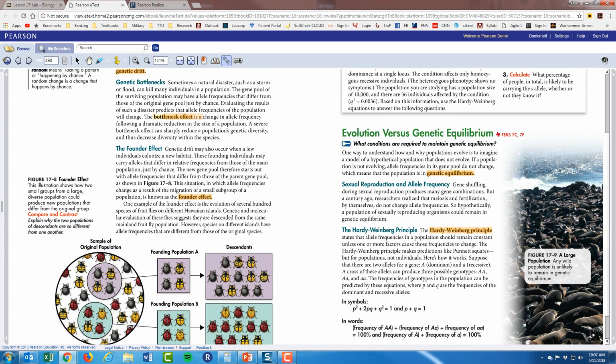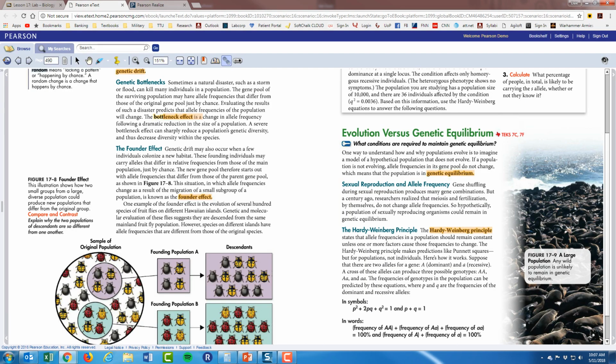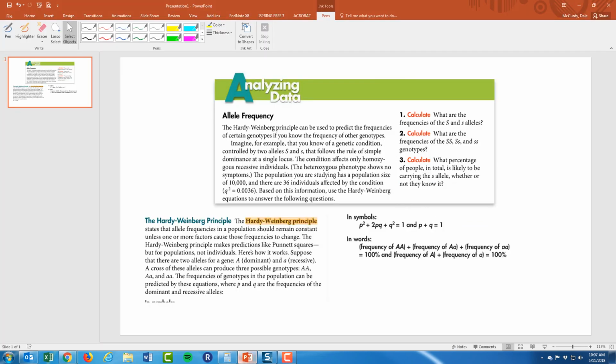So what I'm going to do is take you through this worksheet and give you some hints on how you can use the formulas down here at the bottom to determine allele frequency. I've taken the relevant information and put it on a PowerPoint slide so that I can just stay on this one screen. All right, so what we're going to look at is allele frequency.